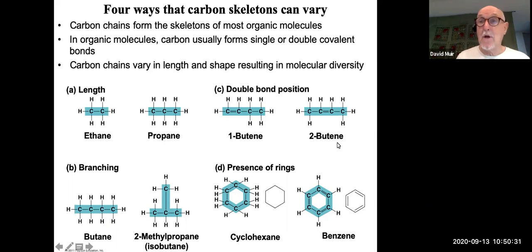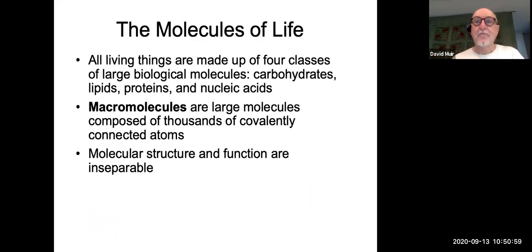And remember, in any one molecule, you may combine many of these. So a skeleton may be very long. It may have multiple double bonds in it, and it may have multiple branches. And some of those branches may have rings attached to them, etc., etc. Gives a tremendous plasticity to the skeletons, which are made of the carbon atom. Okay, so we've already done that.